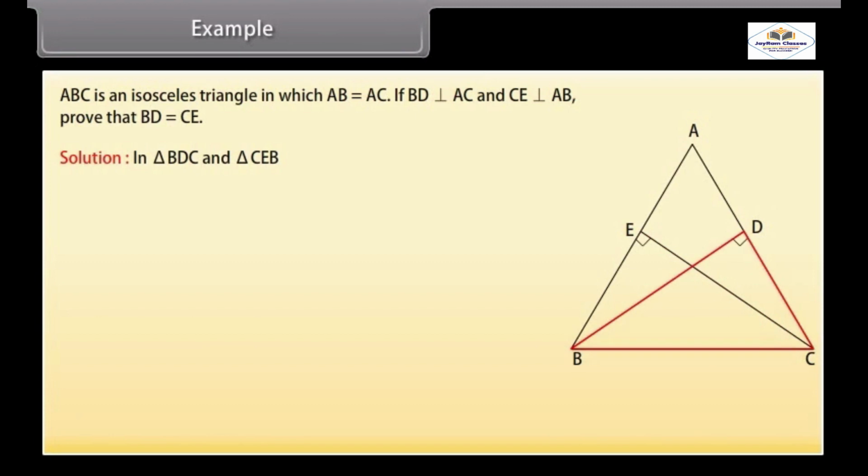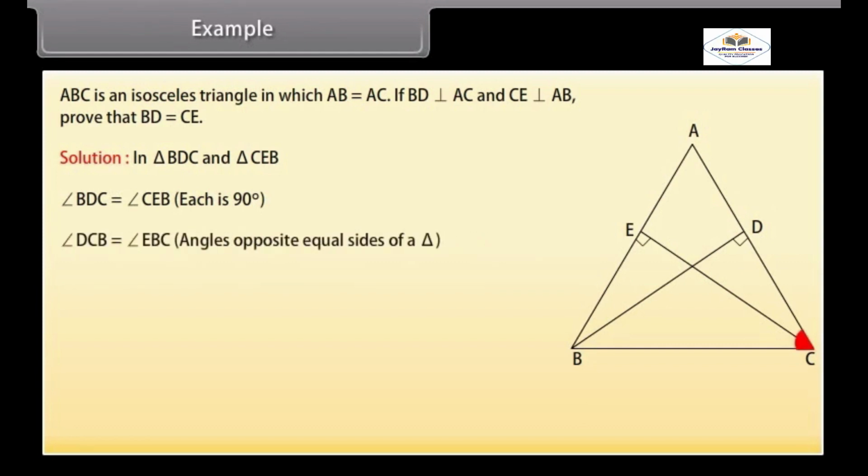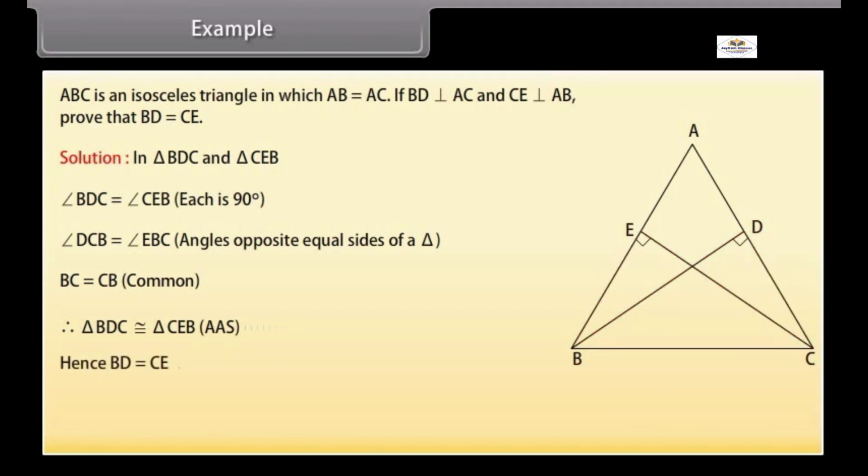Solution. In triangle BDC and triangle CEB, angle BDC is equal to angle CEB because each angle is 90 degrees. Angle DCB is equal to angle EBC because angles opposite equal sides of a triangle are equal, and BC is equal to CB because they are common. Therefore, triangle BDC is congruent to triangle CEB, AAS. Hence, BD is equal to CE.